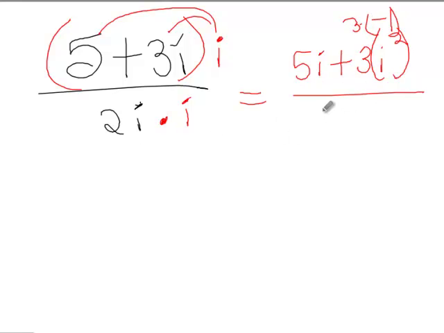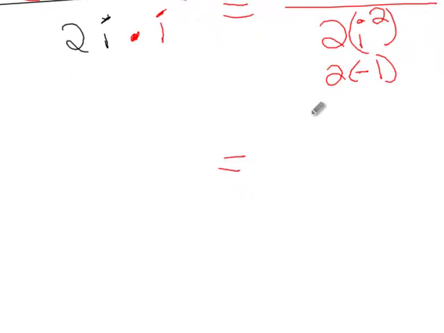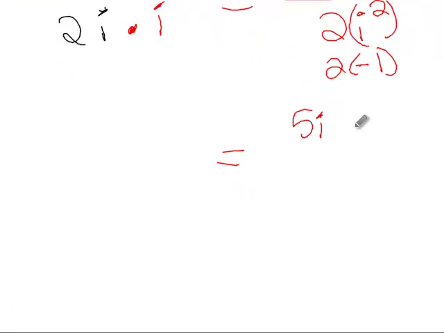In the denominator, we have 2 times i squared. And again, this i squared is going to change into negative 1. So we really have 2 times negative 1 in the denominator. What this simplifies into is 5i minus 3, since 3 times negative 1, over negative 2, because of 2 times negative 1.